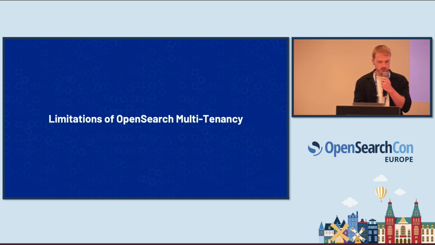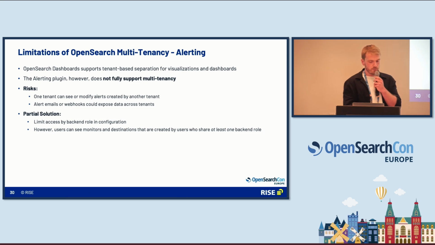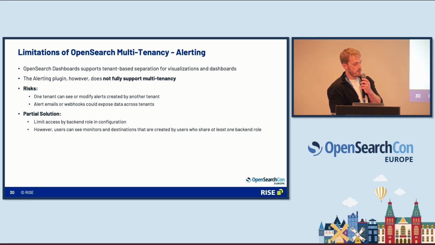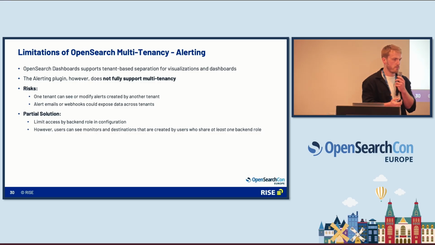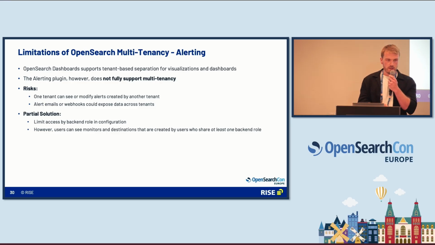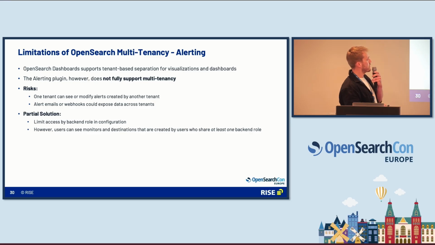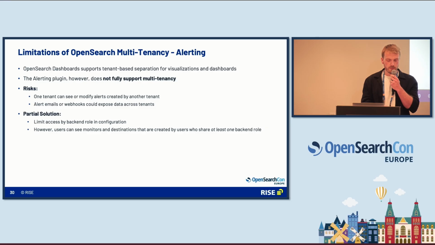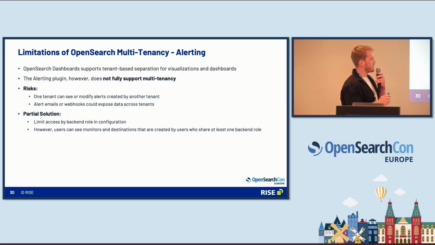Now, what are the limitations of this? First of all, the alerting plugin itself doesn't fully support multi-tenancy. So there's the risk that one tenant can see or modify the alerts that were created by another tenant, and you might expose things like emails and webhooks across all tenants. There is a partial solution to this. We could, for example, limit the access by the backend role in the configuration. But again, this is only a partial solution and not full multi-tenancy.